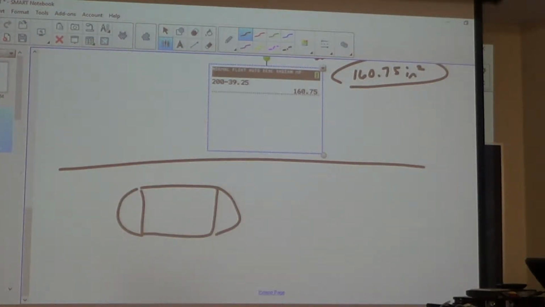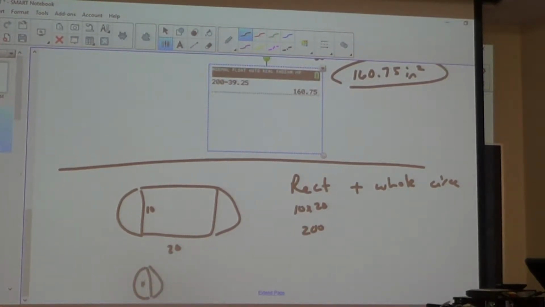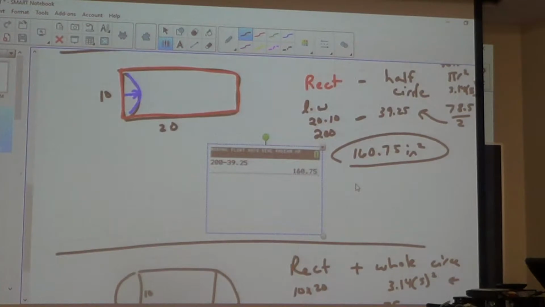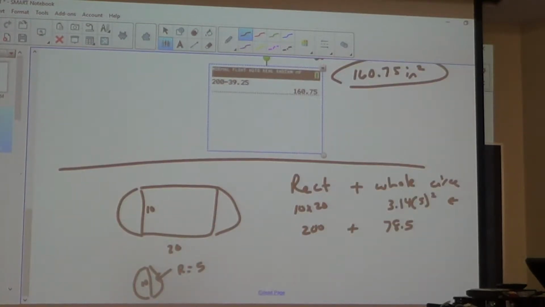And I told you to find the area. That's a whole circle. So this is a rectangle plus a whole circle. I remember you said that. So this one's going to be the 10 times the 20, which is the 200. And then when I do my circle, where this was 10, that means my radius is 5, so I'm going to do 3.14 times radius squared. Well, we need a whole circle. 78.5. So this would be a 200 plus 78.5.